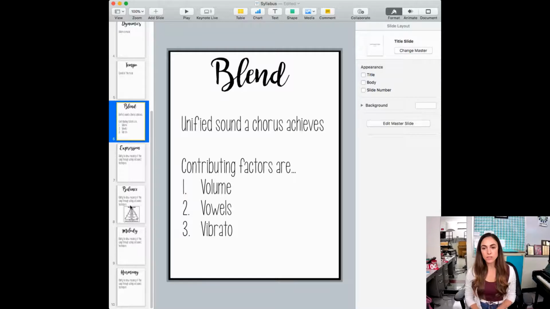So factors that contribute to blend are the volume. Everybody in the chorus has to sing the same volume. The vowels. Everybody in the chorus needs to have long vowels instead of wide nasally vowels. And the vibrato. Sometimes we manipulate the vibrato for certain phrases so that we can blend and tune certain chords.